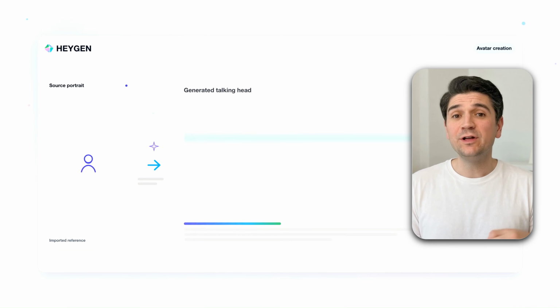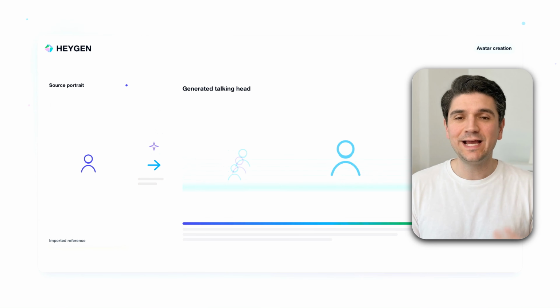HeyGen is an AI-powered video platform that lets you turn text into videos with realistic presenters. Besides cloning yourself, it comes with some interesting features, like you can translate your video into other languages in seconds, generate videos from just text input, or even use AI video generation to create B-roll for your videos.